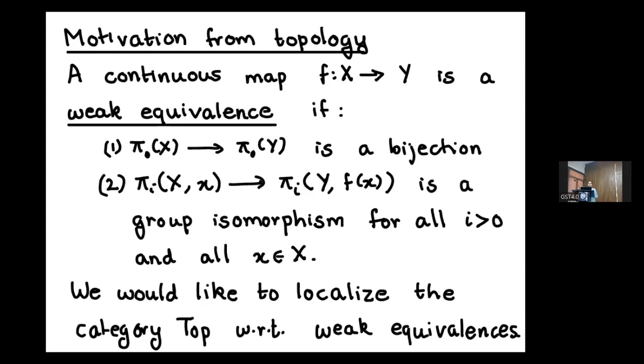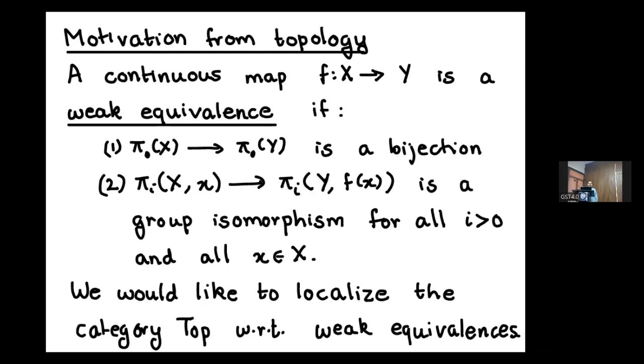So we say that a continuous map f from X to Y is a weak equivalence if it induces a bijection on pi naught, which is the set of connected components of X and Y, and also on the homotopy groups, pi_i of X based at x is being mapped to pi_i of Y based at f(x). This should be a group isomorphism for all i greater than 0 and all points x in the space X. So this is what we call a weak equivalence. It's very easy to see that.